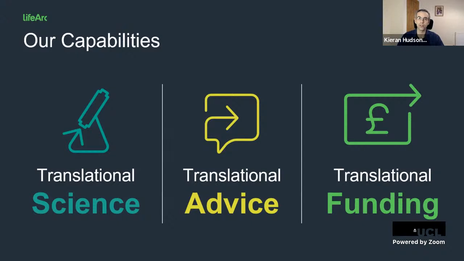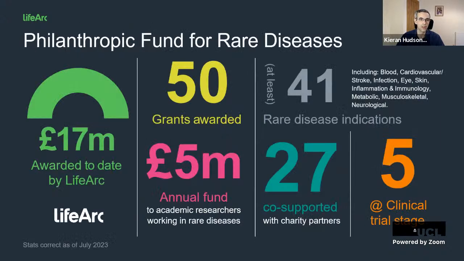So we also work very closely with the scientists we fund to provide translational advice as well, and to help shape the progress of their research. Just to highlight a few areas. We have a philanthropic fund for rare disease funding, which has been going now for several years and is well established. We've awarded over 50 grants in various areas of rare diseases, and this now forms part of our recently launched Translational Challenge in rare disease, which you can find more information about on our website.